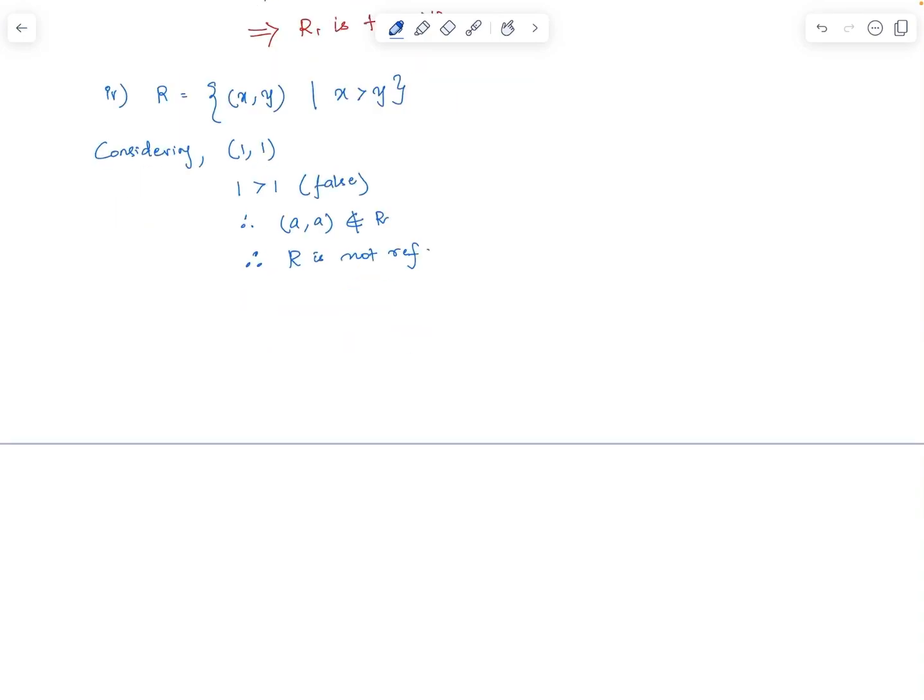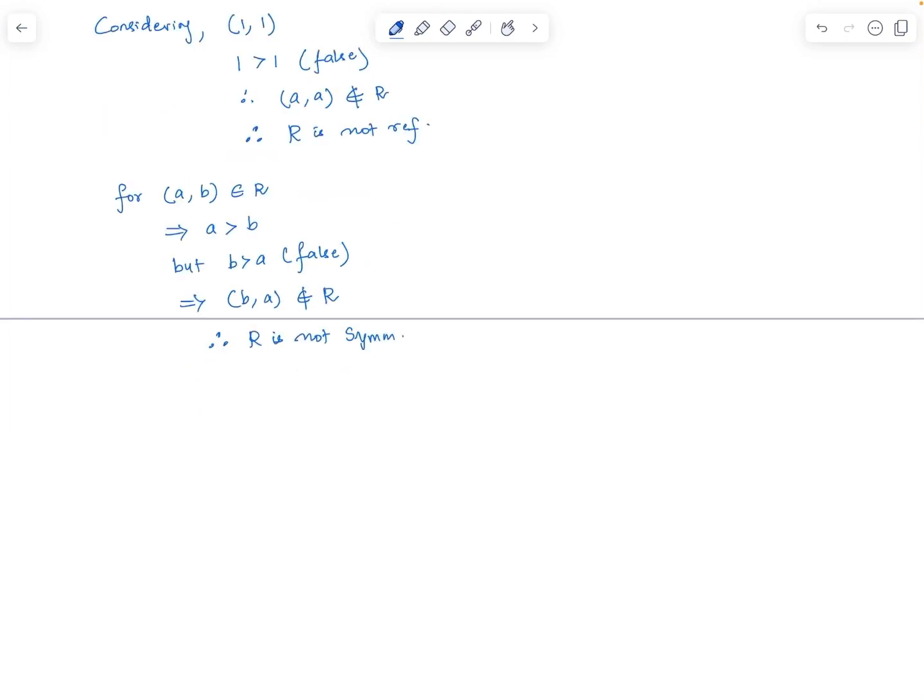Now let's check whether it is symmetric. For (A, B) in R, the meaning of this is A is greater than B, but B greater than A will become false, which implies that (B, A) does not exist in R. Therefore, R is not symmetric.